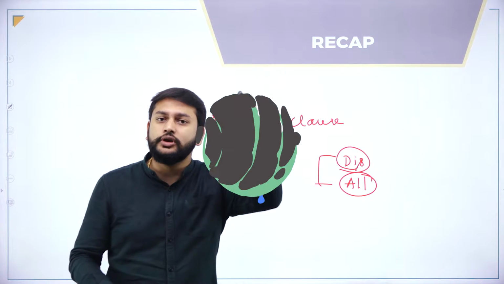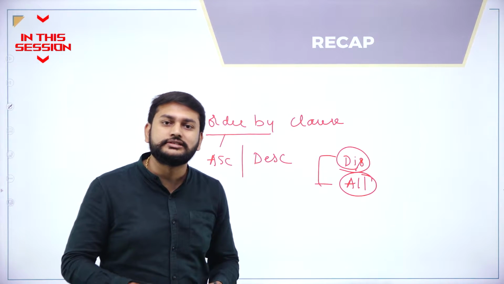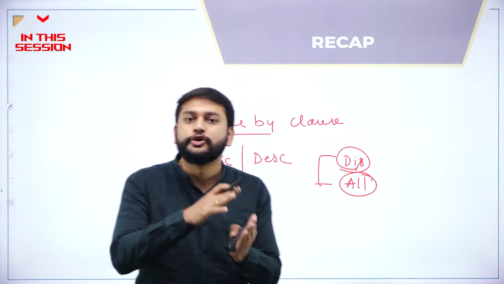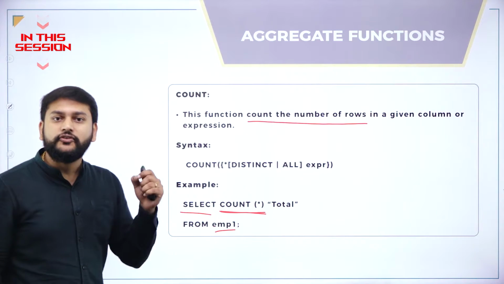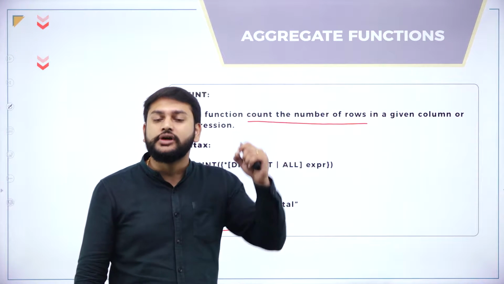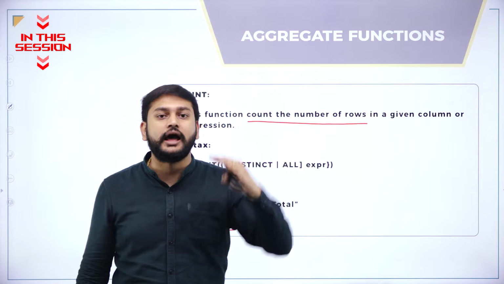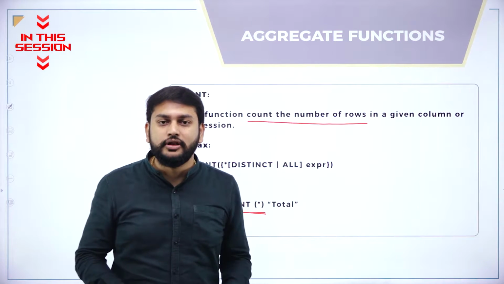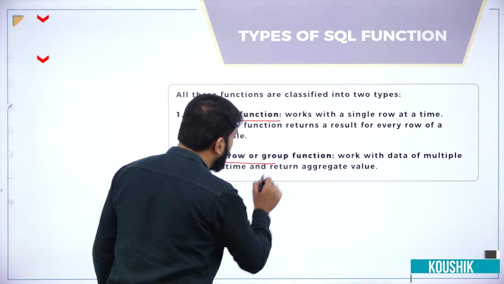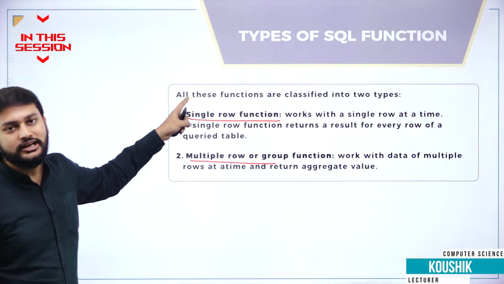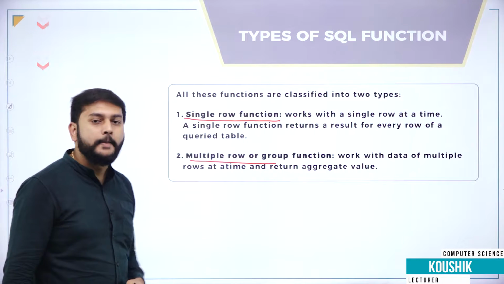Distinct in the sense unique value, all in the sense even it includes the duplicate values. Count function will help me to count the number of rows that I have in the entire table. Two types of SQL functions. One is the single row function, another one is multiple row function.